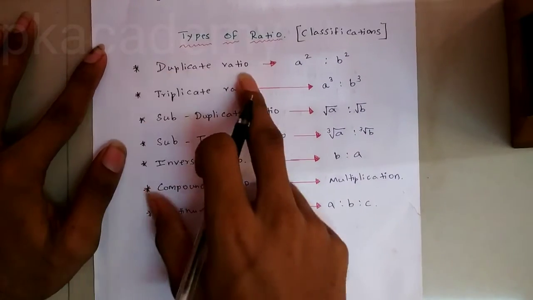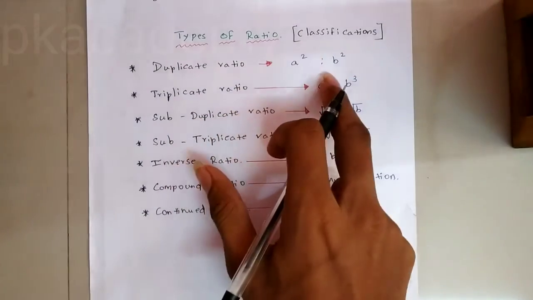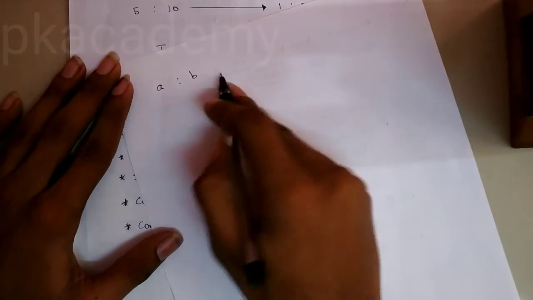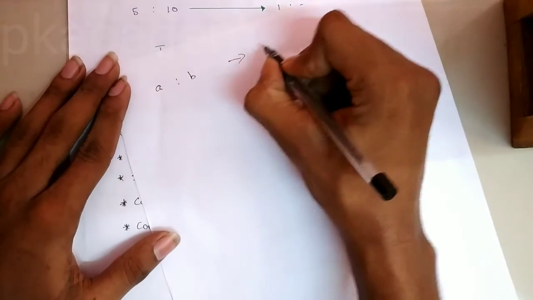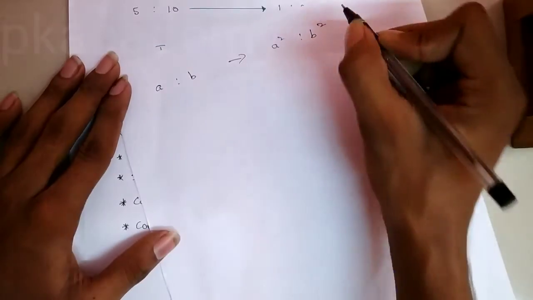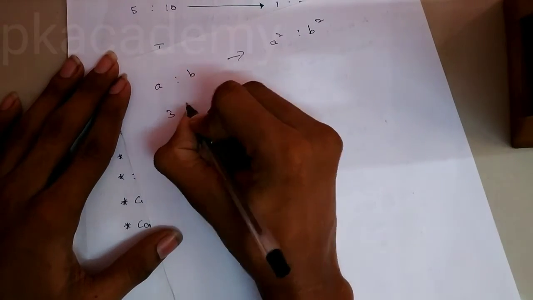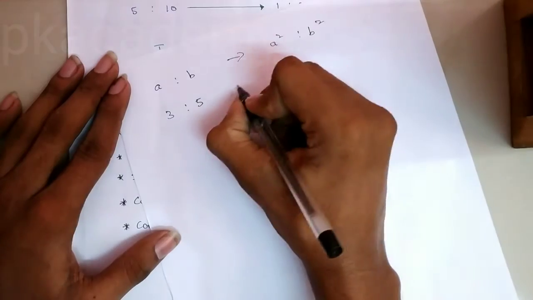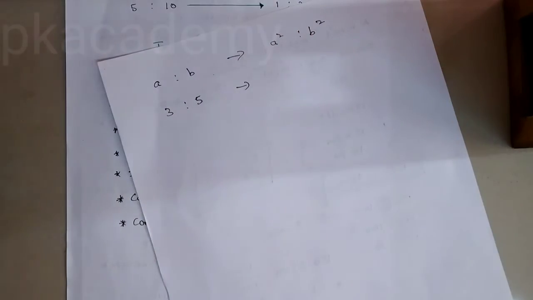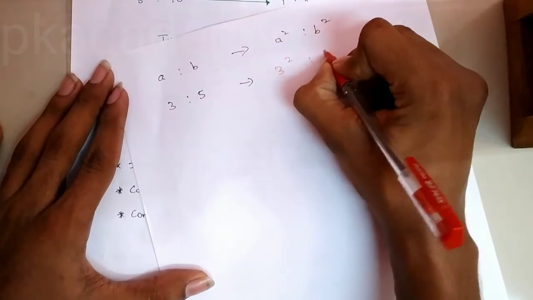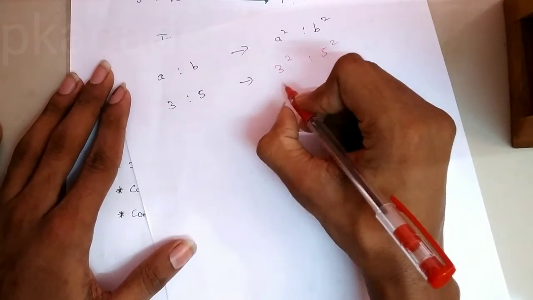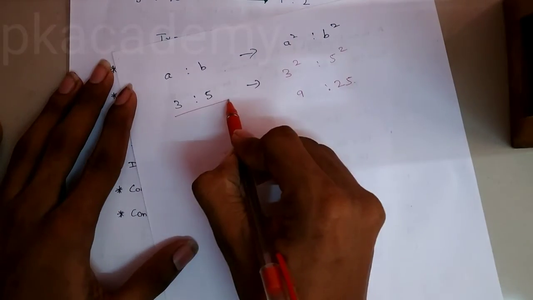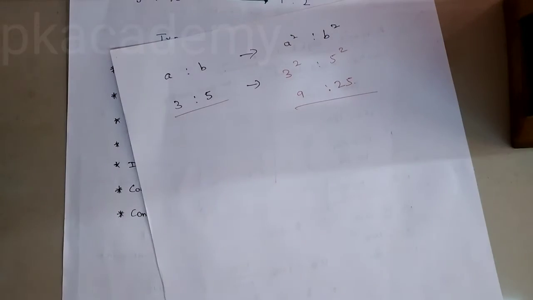The first one is duplicate ratio. Duplicate ratio means a square is to b square. If they give a is to b ratio and want to convert it into duplicate ratio, we write it as a square is to b square. For example, if they give us 3:5 and ask us to convert it into duplicate ratio, we write it as 3 square is to 5 square, which gives us the answer 9:25. So the duplicate ratio of 3:5 is going to be 9:25.